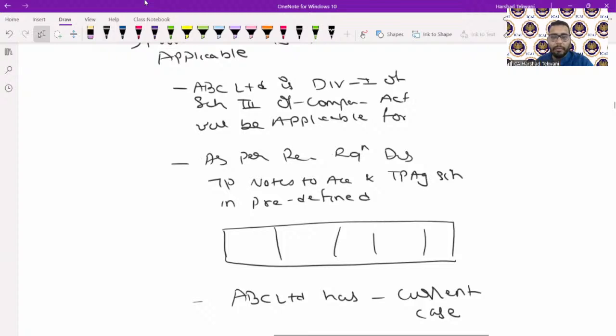Any doubt, guys? Yes, Jay, it's a part of notes. That is the amendment we are talking about over here. Clear?